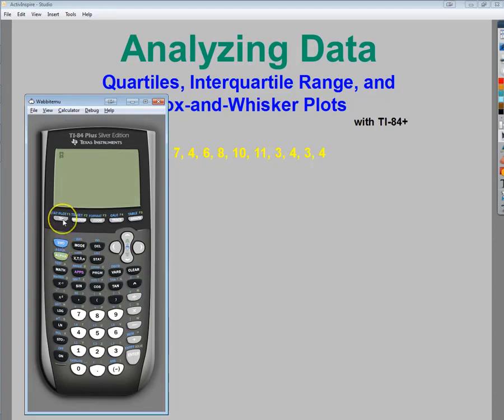So hit second and Y equals. And you're going to actually turn one of the plots on. By the way, once you turn a plot on, you have to turn it back off, or when you try to graph normally, your calculator will go out of its mind. It doesn't understand what you're trying to do.